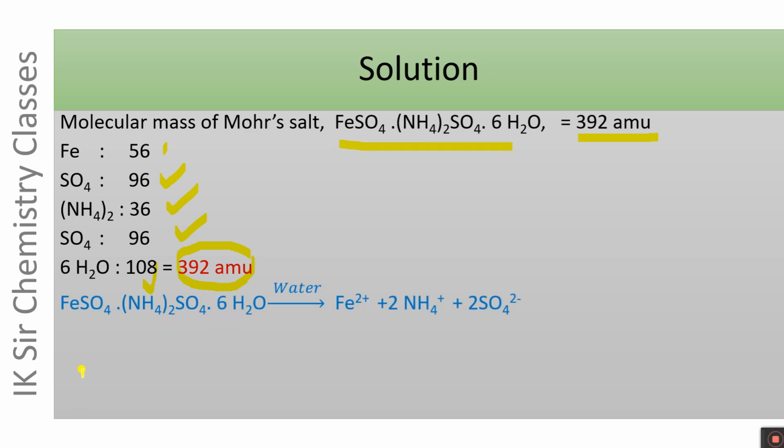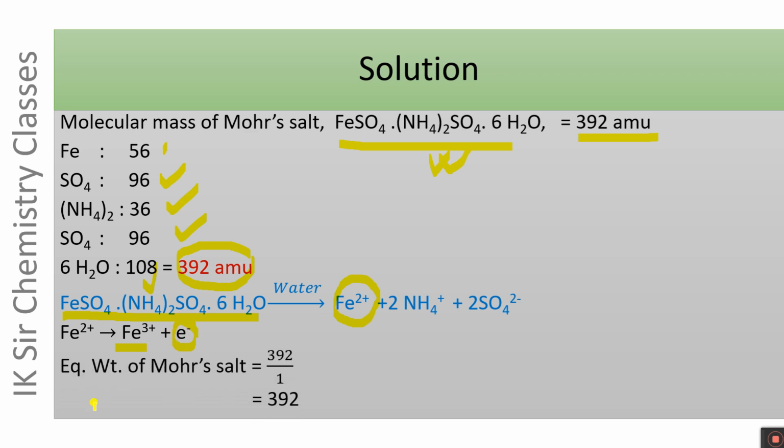When Morse salt is dissolved in water, its one molecule furnishes one ferrous ion. And when Morse salt acts as a reducing agent, the ferrous ion is oxidized to ferric ion by losing one electron, and therefore the equivalent weight of Morse salt is equal to molecular mass divided by the number of electrons lost by its one molecule, and it is nothing but 392.